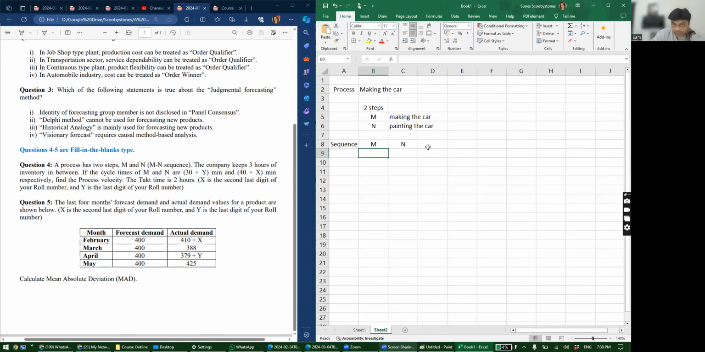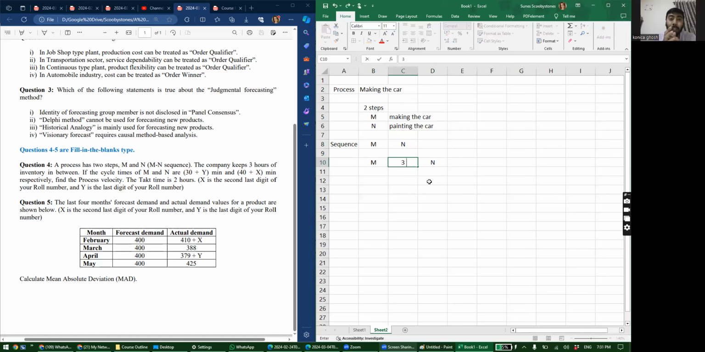So what is M? What is N? We know. M is making the car. N is basically painting the car. Now the company keeps 3 hours of inventory in between them. Now what is inventory time? Inventory time is nothing but an additional time, or you can say a buffer time. It's basically nothing but a buffer.